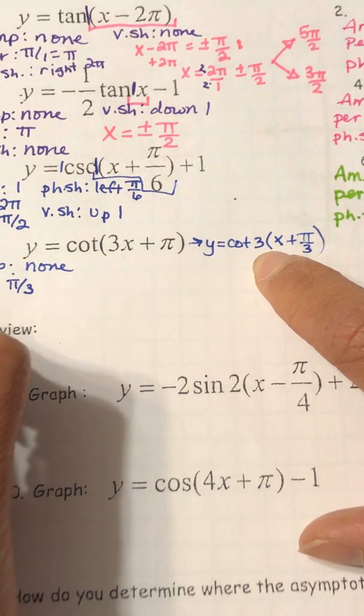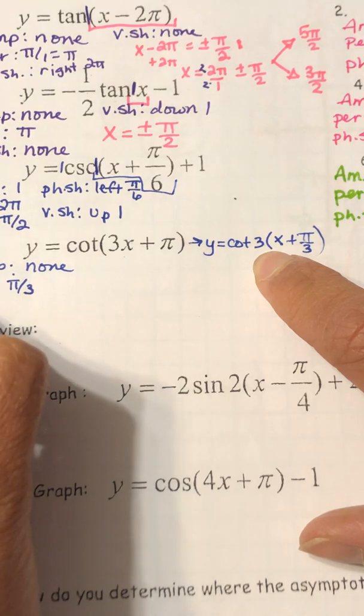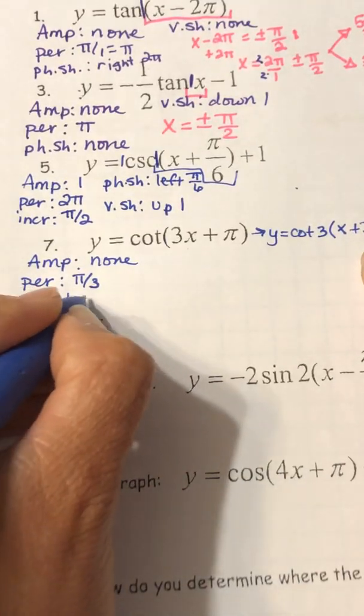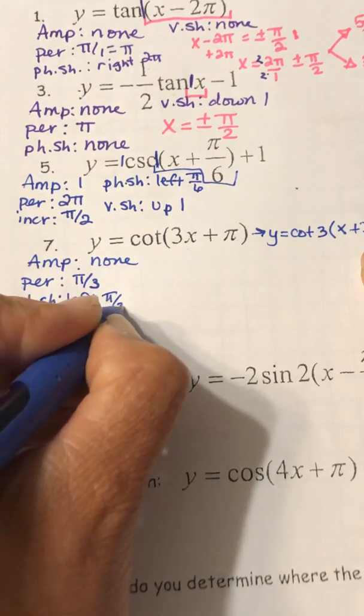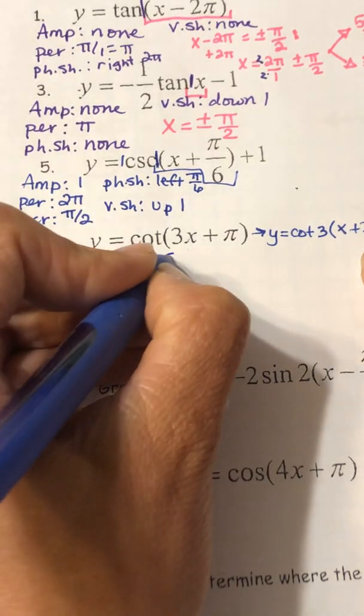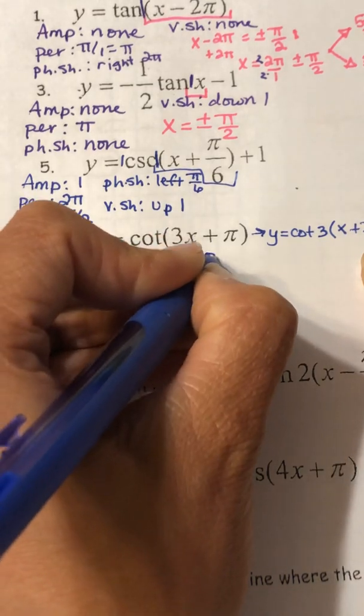B and 3 rhyme. I also need the phase shift. There's no increments here. Oops, phase shift. And it's plus pi over 3, so it means we're going to the left pi over 3. And there's no vertical shift. So vertical shift is none.